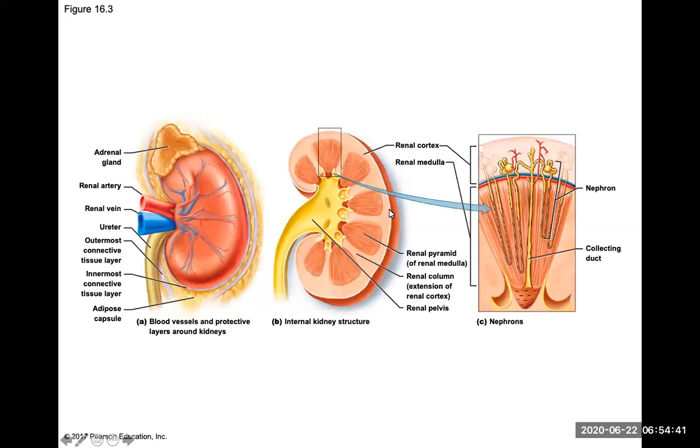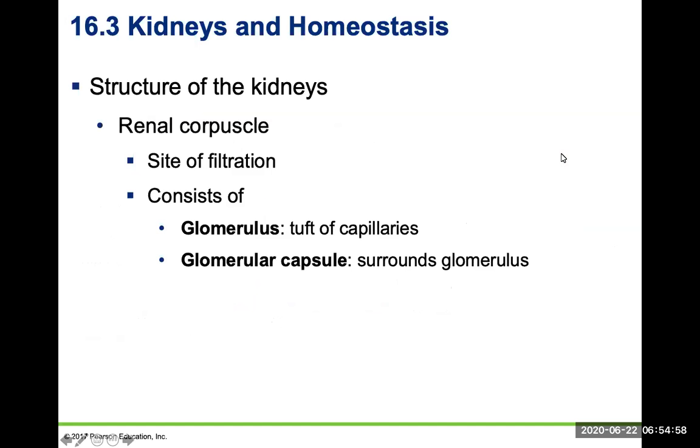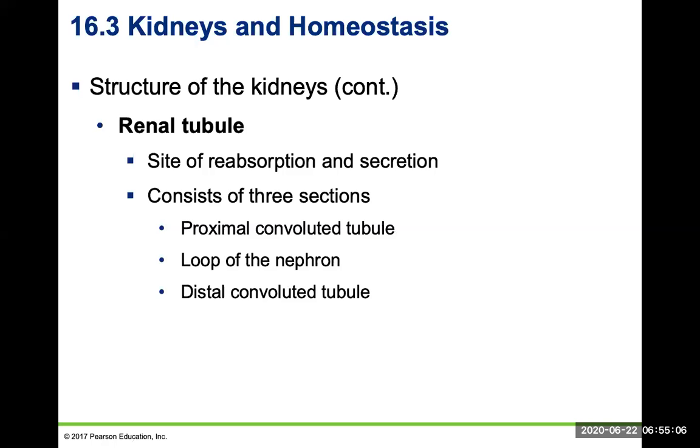The cortex is the outer lighter layer, and the medulla is this inner layer made up of what we call renal pyramids. And here is the renal pelvis, which will serve as a collection station for all the urine that's formed within the nephron, which is this structure shown here. The renal corpuscle is the site of filtration, and it will consist of a glomerulus and a glomerular capsule. The renal tubule is the site of reabsorption and secretion, and it consists of these 3 sections: the proximal convoluted tubule, the loop of the nephron, or loop of Henle, and the distal convoluted tubule.